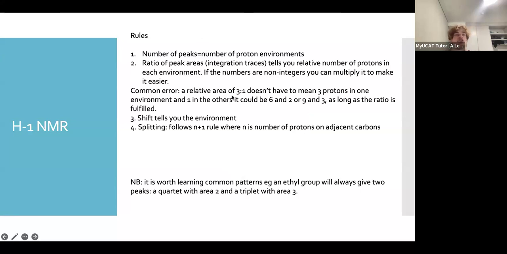So you might see a one, a two, a three, and that tells you what the relative areas are between those different spikes, and therefore what the ratio of different protons in that molecule in terms of environments are. And there might also be something you come across called an integration trace. What is that? Well, often with the spikes, you'll see a line that looks like this, and then it goes upwards and like this.